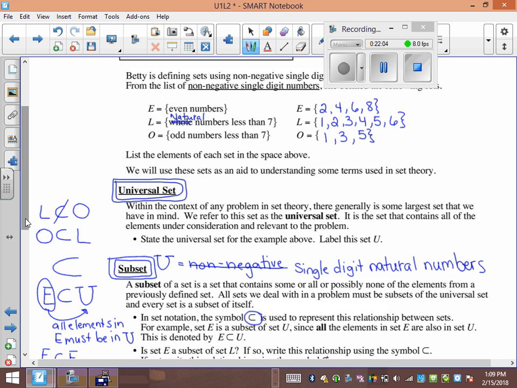Do you understand subset? Very important. Really easy to do, actually. Really easy to forget about. Does everyone get it? Everything in the first one has to be in the second one in order for it to be a subset.